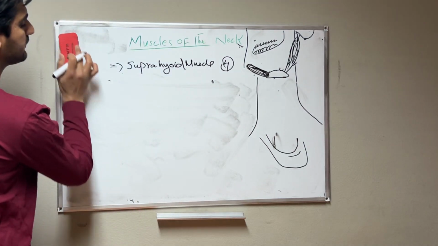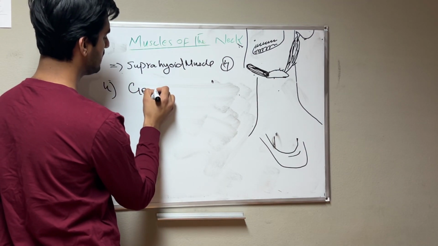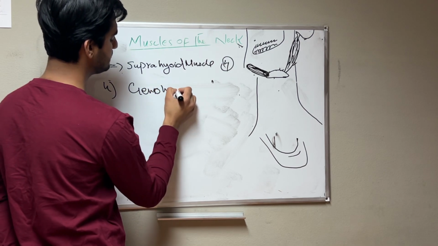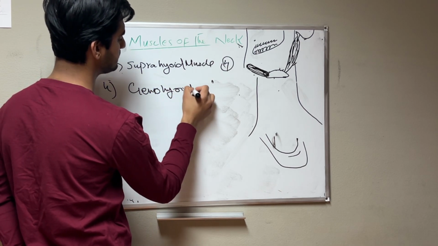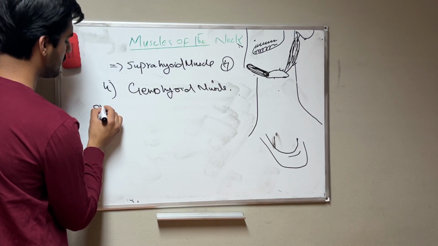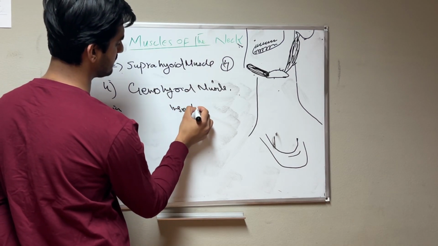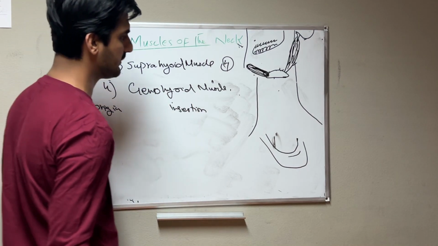Then we have the fourth muscle in suprahyoid, the geniohyoid muscle. If you talk about origin and insertion, the origin and insertion of the geniohyoid muscle.